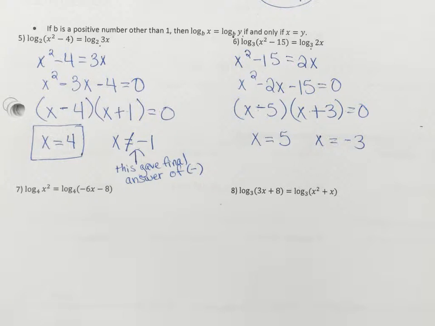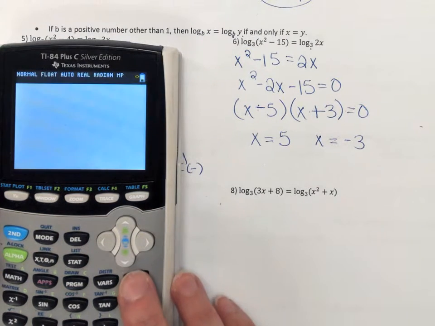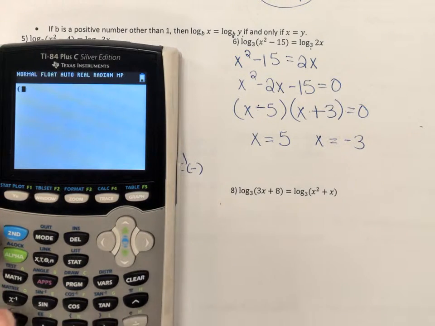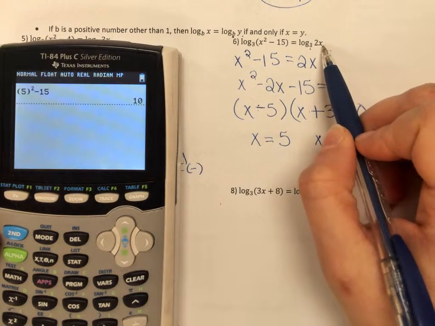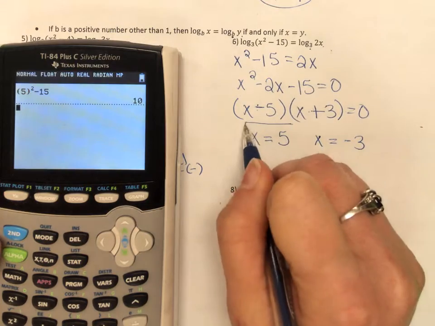So let's plug it in. You ready? Okay, where are we at? All right, so plug it in. So we have 5 squared minus 15, right? Did it give us a negative answer? No, but we got to make sure it equals the other side. What's 2 times 5? It's the same thing we got, right? So that one's okay.